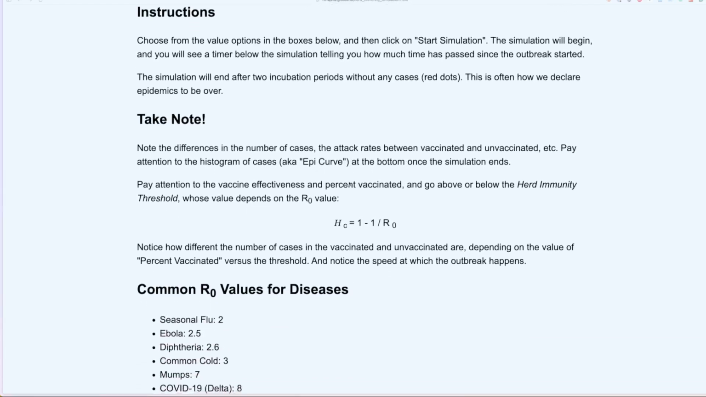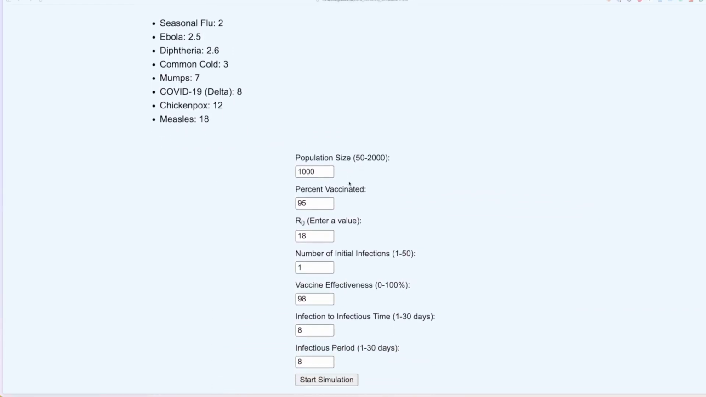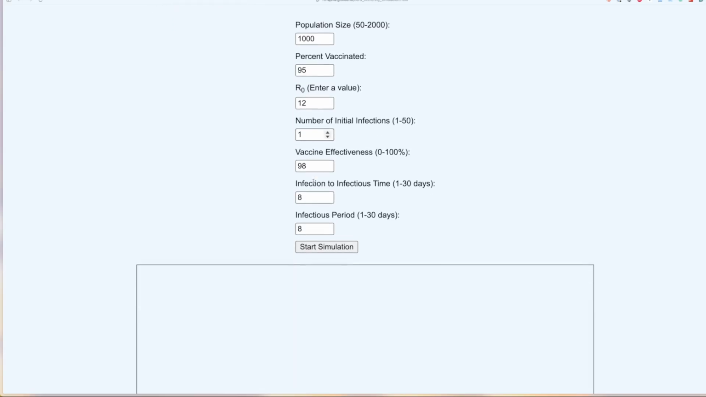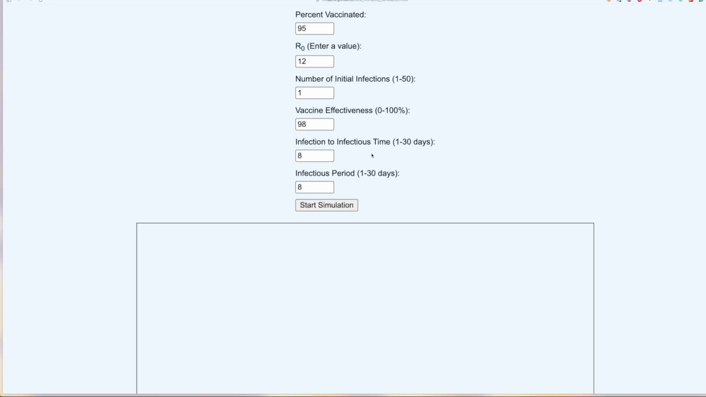So one of the things that I did was I set it up with measles, and let's just assume that it's an R naught of 12, although as high as 18 has been recorded in some epidemics. Starting with a population size of 1,000, the percent vaccinated would be above the threshold for herd immunity. The herd immunity threshold would be 1 minus 1 over 12. So let's just keep it at 95. It begins with one infection. The vaccine is highly effective, and we have the infectious time, and infection to infectious time, and the infectious period as well. And I'm going to start the simulation here.